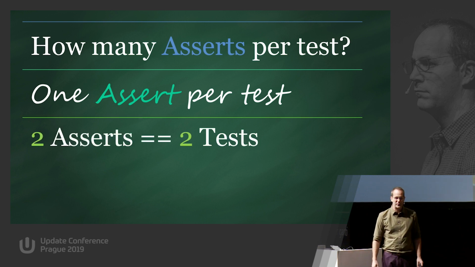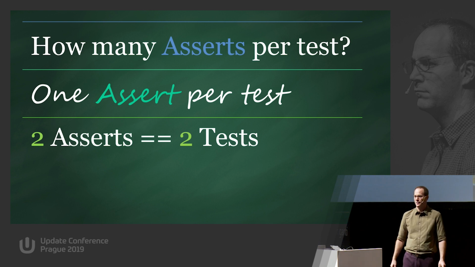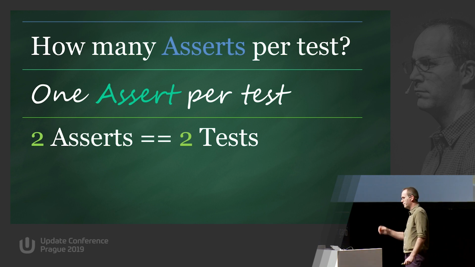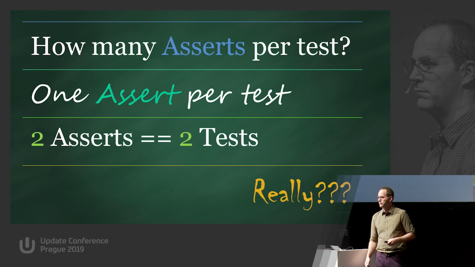If you have more than 1 assert, then a good junior unit tester will say, if you have 2 asserts, then it means you have 2 tests. We need to split it into 2 different tests, because we want to know everything, and writing a lot of asserts will mess up my test. But it's not really true.